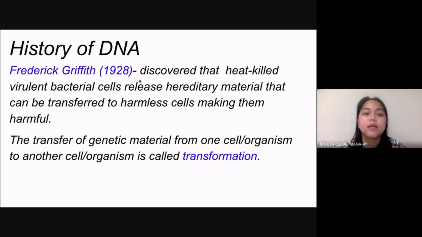Now, what happened was that he discovered that heat-killed virulent bacterial cells release hereditary material that can be transferred to harmless cells, making them harmful. Okay, so what he had was he had some virulent bacterial cells and he had some non-virulent bacterial cells. Now, again, when you say virulent, that means harmful. Okay. Now, when he killed these samples of his bacterial cells, he found out that they can no longer kill the mouse. Okay. He used mice in his experiment.